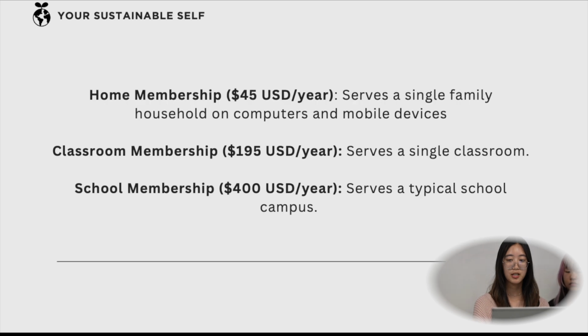To further explain our different memberships, we have the home membership, which is $45 per year and serves a single family household on computers and on mobile devices. The classroom membership is $195 per year and serves a single classroom, and it can be perfect for tutoring and learning programs outside of school. The school membership, which is $400 per year, serves a typical school campus and can be used on all classroom computers and mobile devices. And if a school size is small, with less than 200 children, discounts may be eligible.